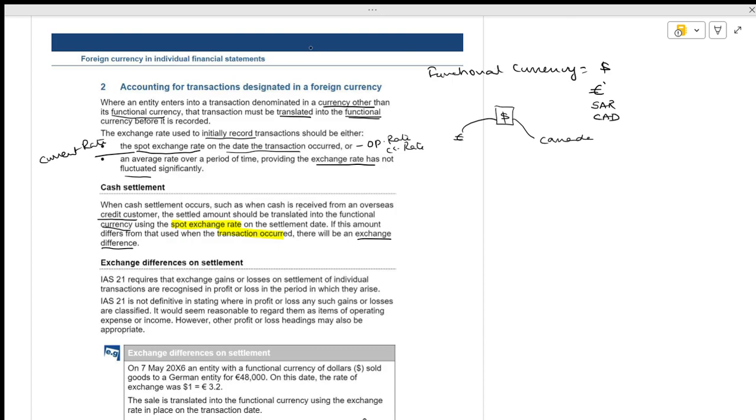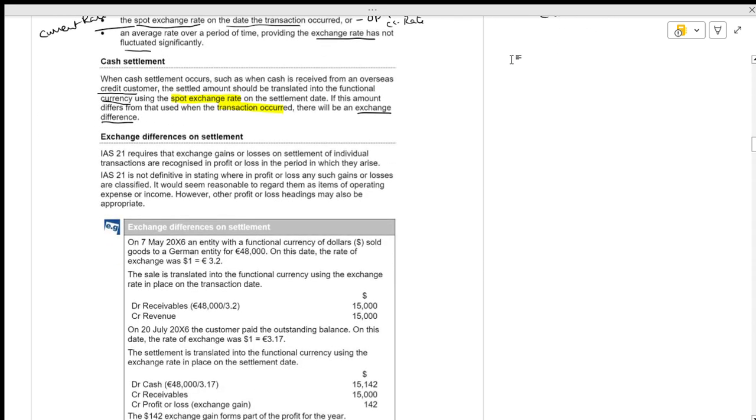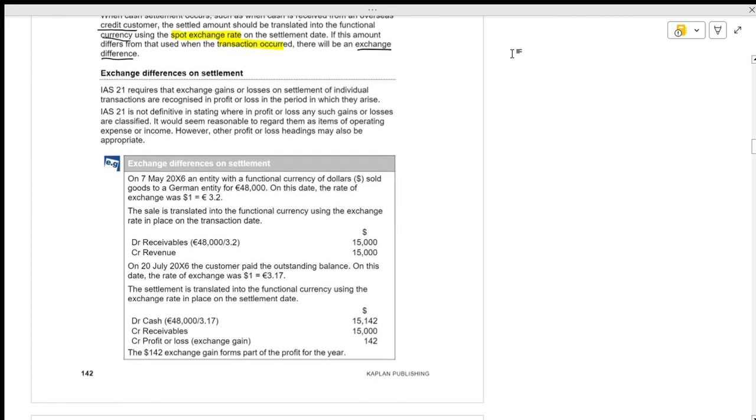I will tell you, with exchange differences you will have profits and you will have losses. When the currency becomes stronger or weaker, it will have repercussions. Now, what is the exchange difference on settlement? See, they gave you a small illustration.